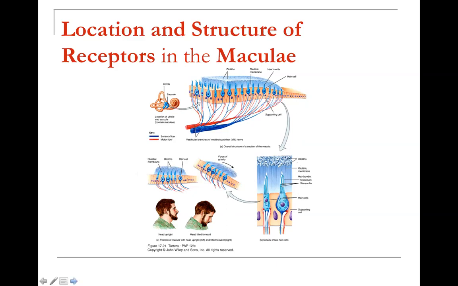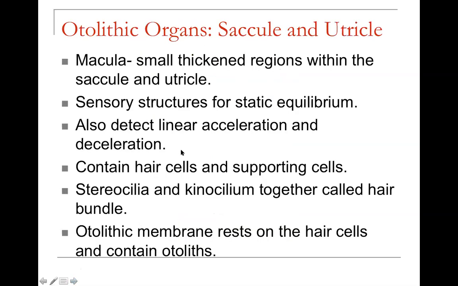Okay? Number one, those are the structures you find inside the macula. When we're thinking about what it's doing, if this is static equilibrium, this is also detecting your linear acceleration and your linear deceleration, okay?